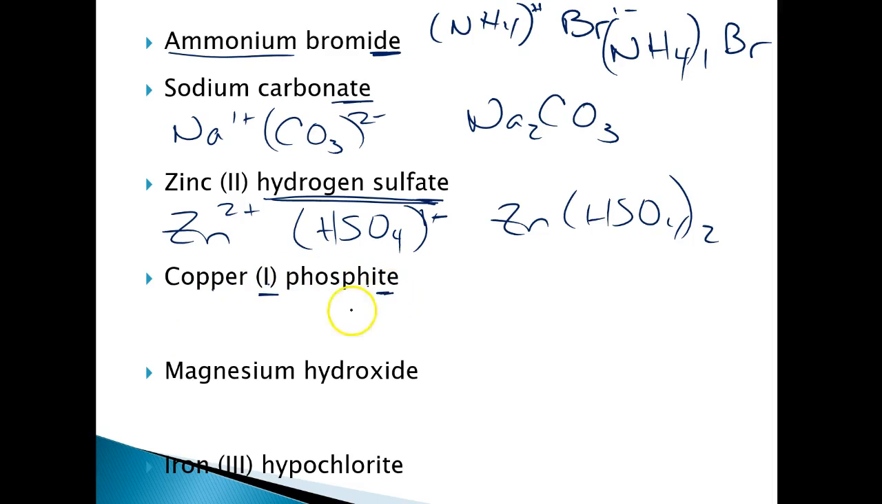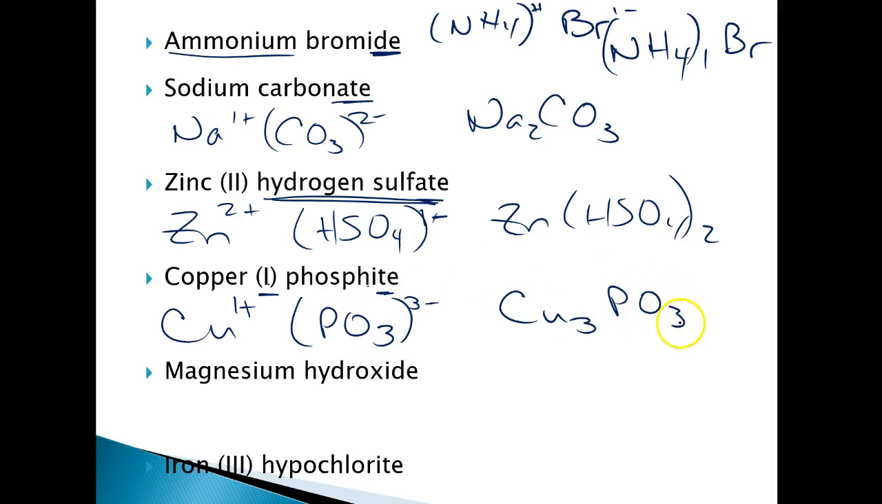Okay, copper 1 phosphate. So notice it's Te, not De. So Cu 1 plus. Phosphate is PO4 3 minus. Drop and swap. Since there's a 1, I'm going to leave the parentheses and the 1. You don't have to, but I'm just showing it to you so that you don't get confused.